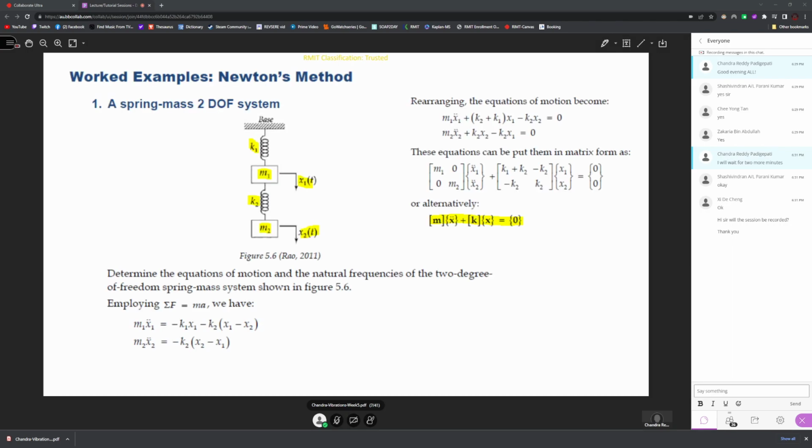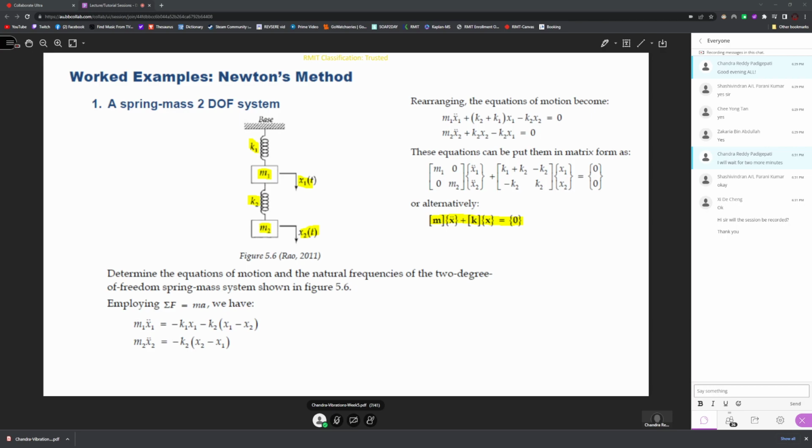So we can derive the equations of motion by two ways. One is by applying Newton's method. The other one is by applying Lagrange's equations. So Lagrange's equation method is nothing but application of the energy method. Okay, so let us see now. In this case, this is a 2-degree freedom system.